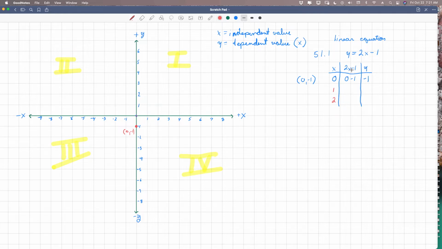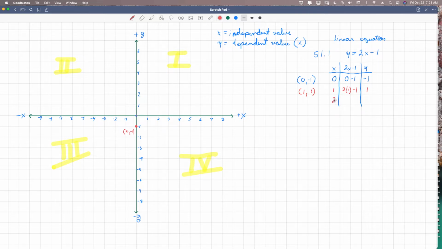So I put in 1 for x, 2 times 1 becomes 2 times 1 minus 1. 2 times 1 is 2. 2 minus 1 leaves 1. So our next point would be the x value is 1 and the y value is 1. So you can see why the y value is dependent upon what we choose for the x value, and why we say that x is independent, because we get to pick it.